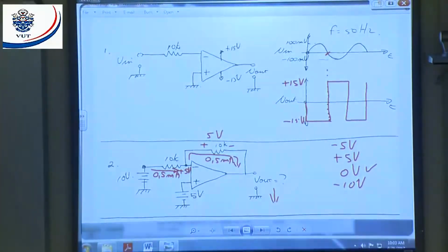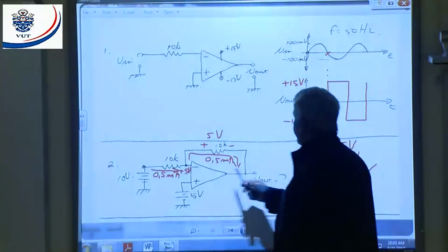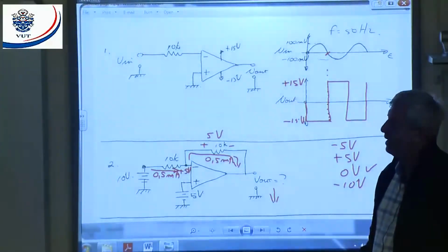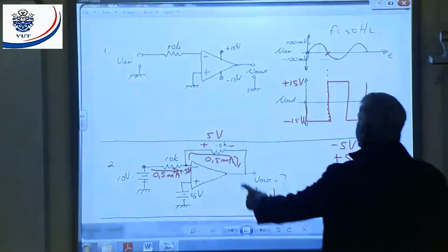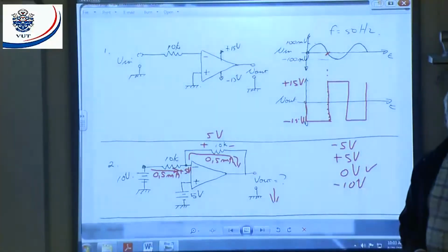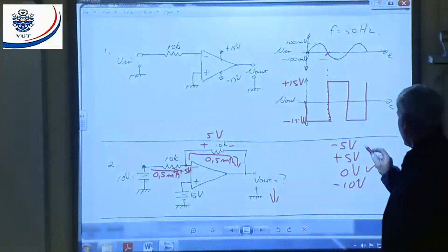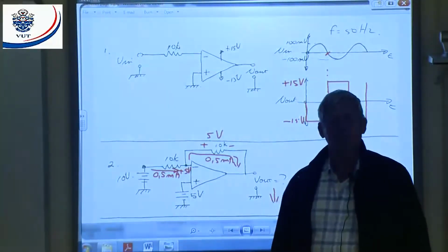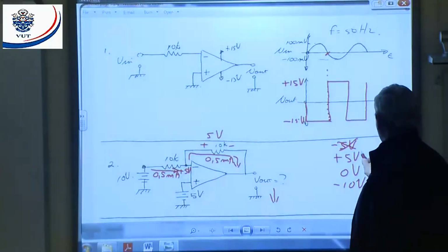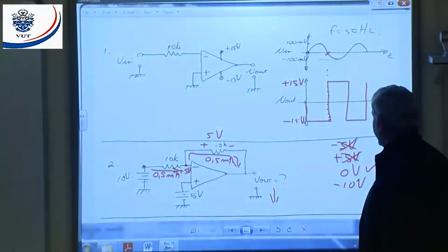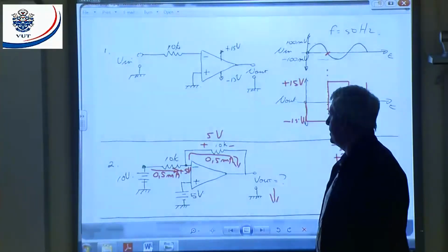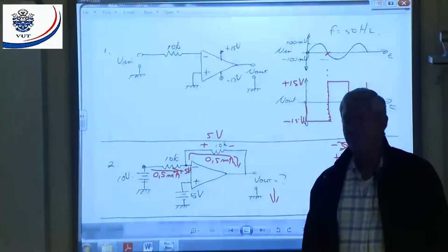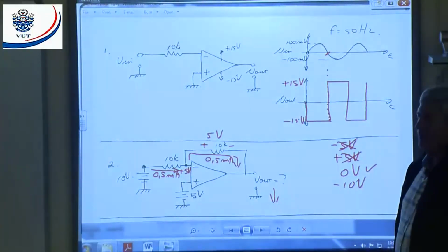Now let's look at the wrong answers. Minus 5 and plus 5 give me what voltage difference? 10. 10 volts divided by 10K will give me 1 milliamp. That means this is wrong. Plus 5 and plus 5, what's the voltage difference? 0. What is the current? 0. Wrong. Let's look at minus 10. I got plus 5 and minus 10. What's the voltage difference? 15. 15 will give me 1.5 milliamps. Wrong.